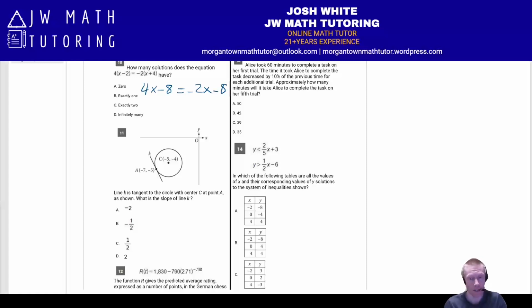When you have that, again, the x terms will cancel out or drop out. That does not happen here. So the answer is going to be B, exactly 1. You're never going to get, by the way, for a linear equation like this, exactly 2 solutions, just not possible.